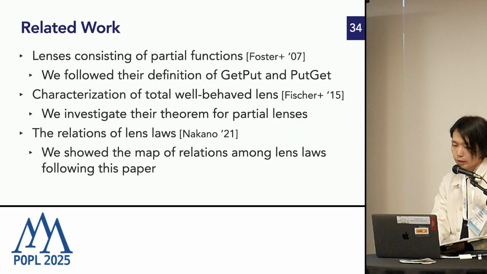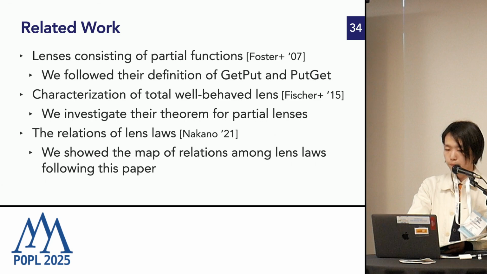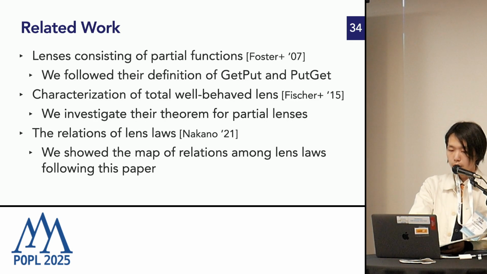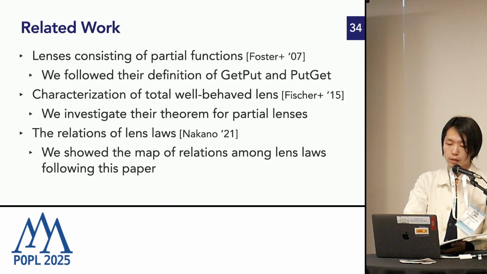These are major related works. The original definitions with partial get and put functions are given by Foster et al. The definitions of GetPut and PutGet are also given in their work. In our study, we followed a similar way to define the other 5 lens laws. The conditions on the put to have the corresponding get are given by Fischer et al. This is the main question of our study. And we follow the way to characterize the lens laws and illustrate the map of implications among them as Nakano did.